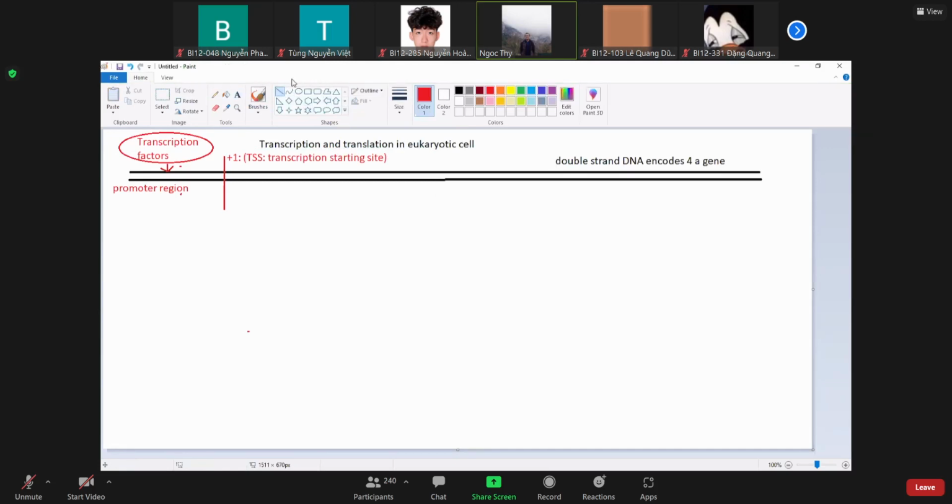So different from the gene in the prokaryotic cell, in the eukaryotic cell we have introns. Here is an intron. We have an intron here.